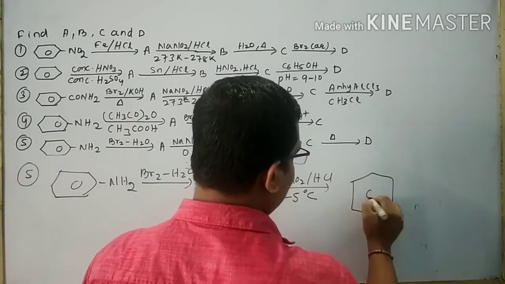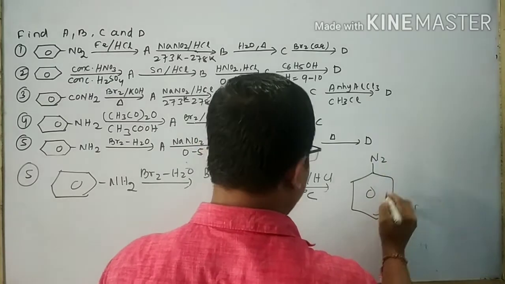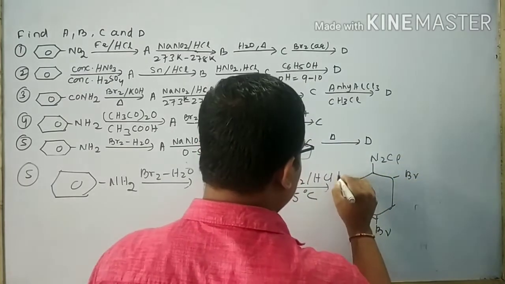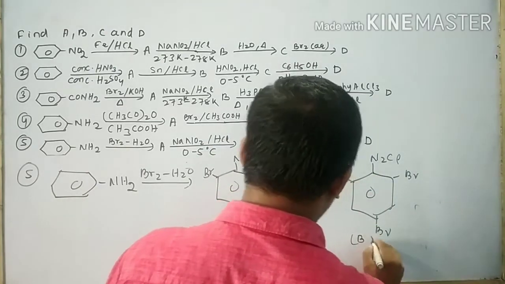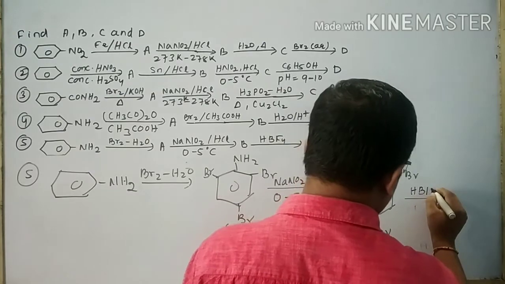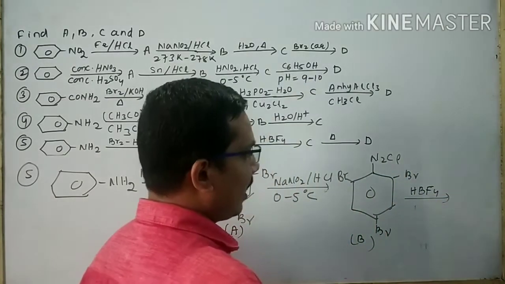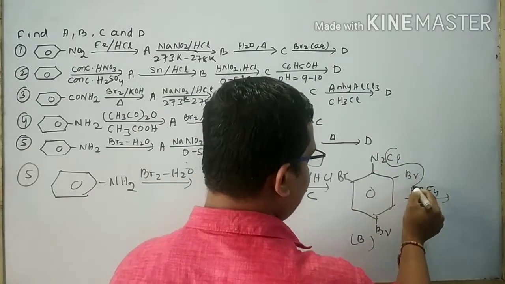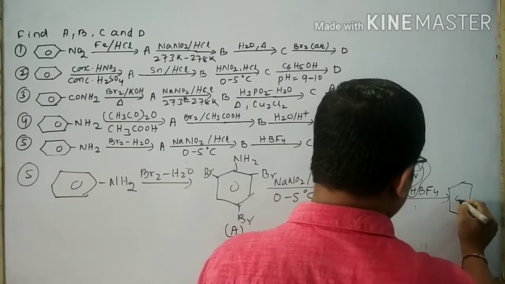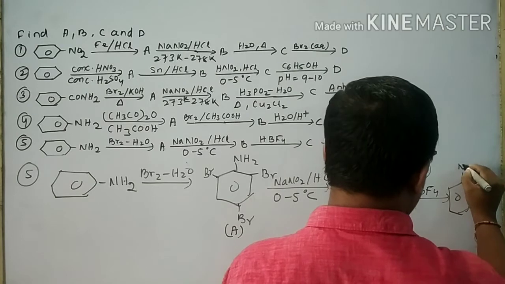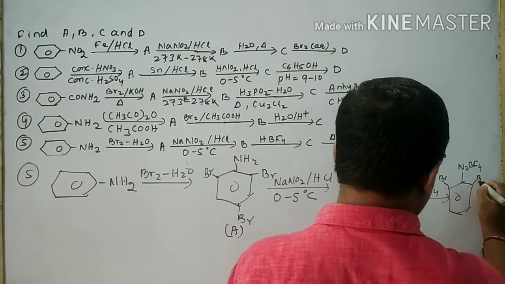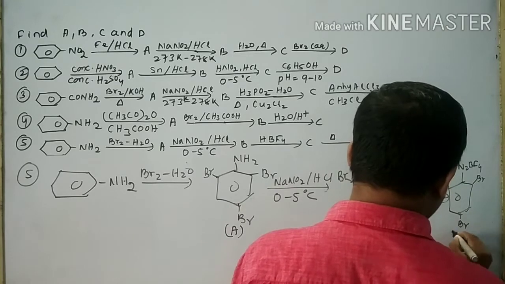This is your B product. Now the B product is treated with HBF4. Then there is a loss of HCl molecule, and this product will be formed. This is considered as C.